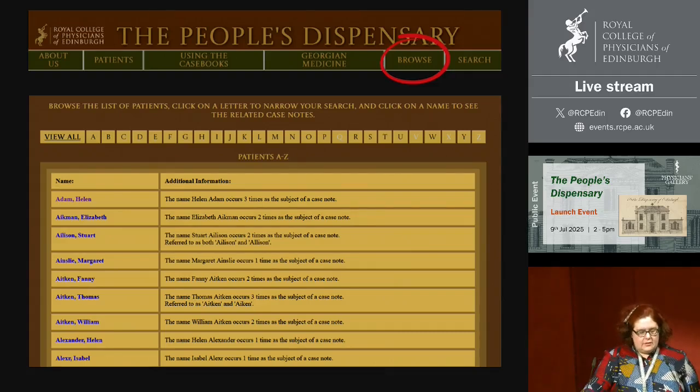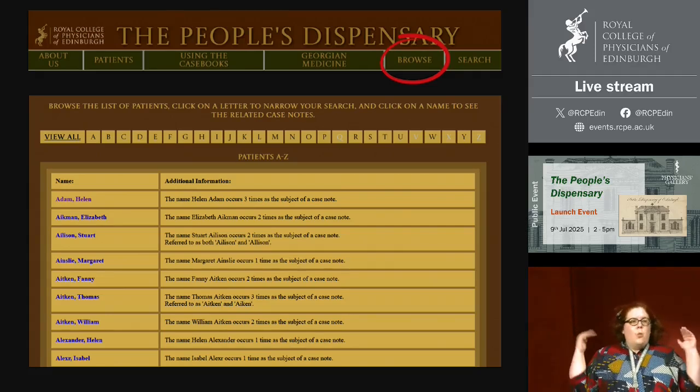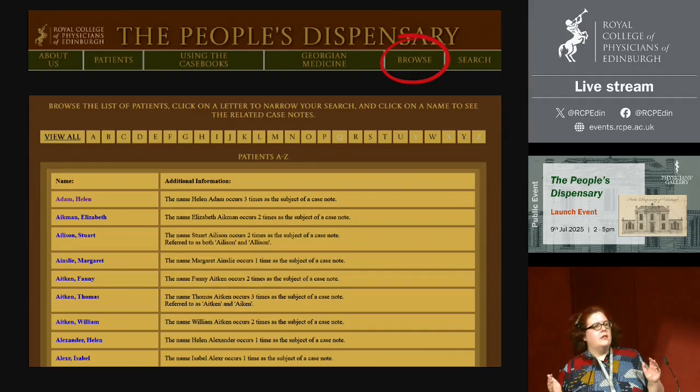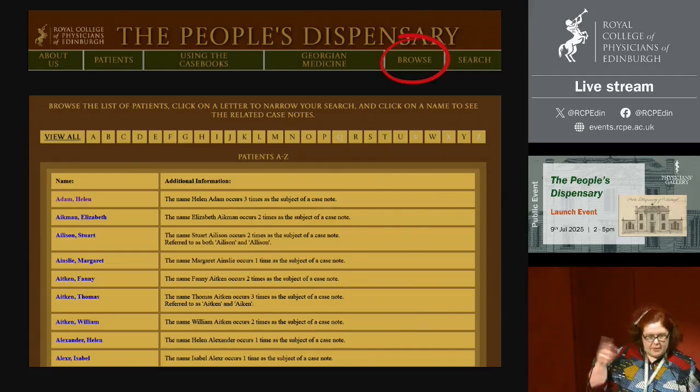Alphabetical list of all of the patients. Where there are multiple spellings of a person's name, we put both of them in there. So if you are trying to find someone, when you are searching or when you are browsing, you can find them even if their name is misspelt.